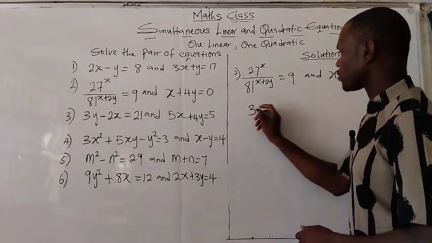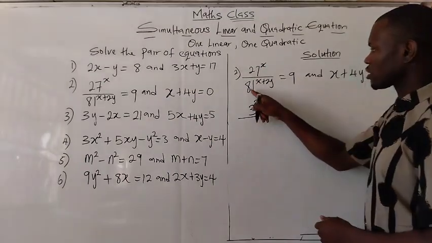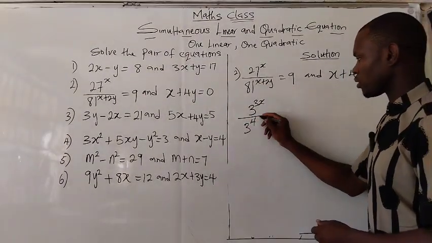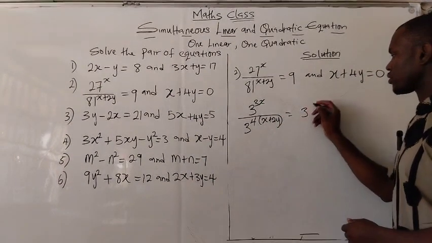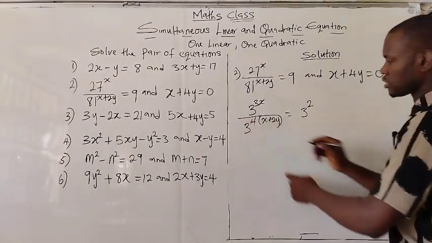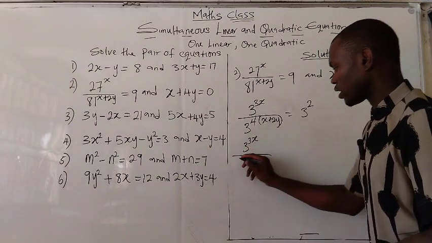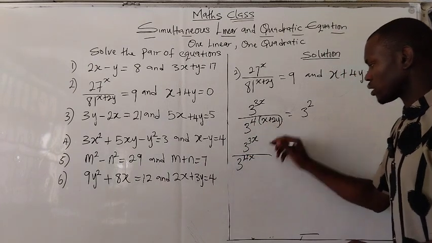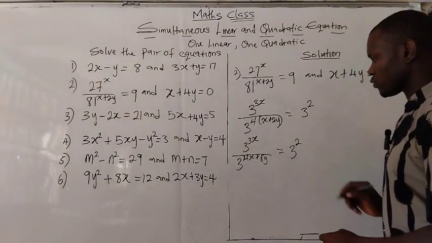27 will be written as 3 raised to power 3. Multiply x, that is 3x, over 81 can be written as 3 raised to power 4. Bring down the power, we have x plus 2y equal to, for 9, I will have 3 raised to power 2. Then let us open the bracket here. I'll be having 3 raised to power 3x over here. We will now have 3 raised to power 4 times x gives us 4x. 4 times 2y gives us 8y. And this is equal to 3 raised to the power of 2.